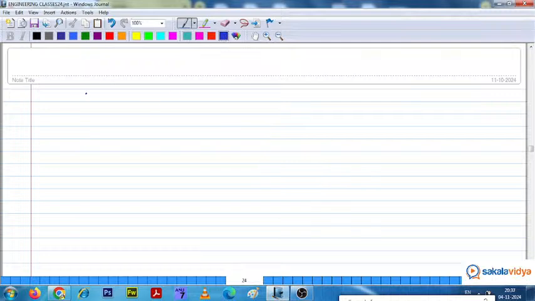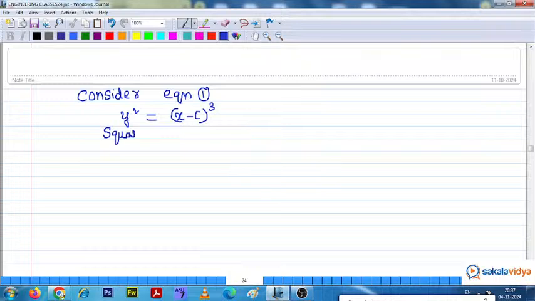Consider equation 1. What is equation 1? Equation 1 is y square equal to x minus c whole cube. Squaring on both sides. See, if you square on both sides, what do you get?